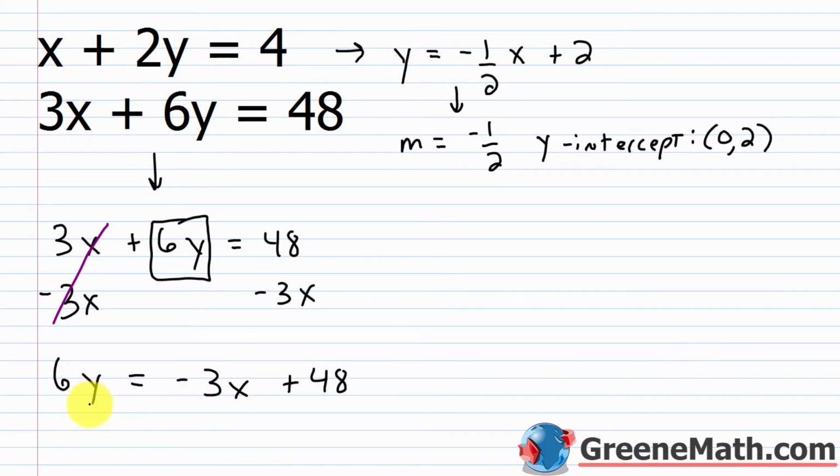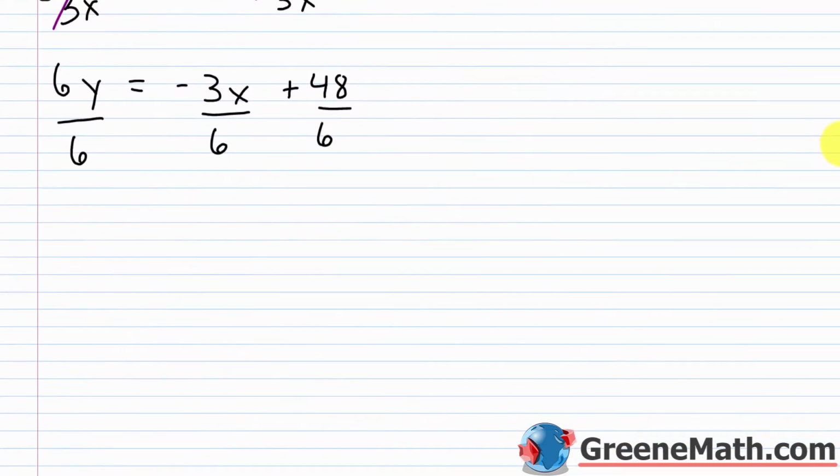In order to get y by itself, I need to divide both sides of the equation by 6, which is the coefficient of y. So I'm going to divide this by 6 and also this by 6. All right, so this is going to cancel with this. And negative 3 over 6 is the same thing as negative 1/2. And then 48 divided by 6, we know that's going to be 8. So we're going to rewrite this as y equals negative 1/2 x plus 8.